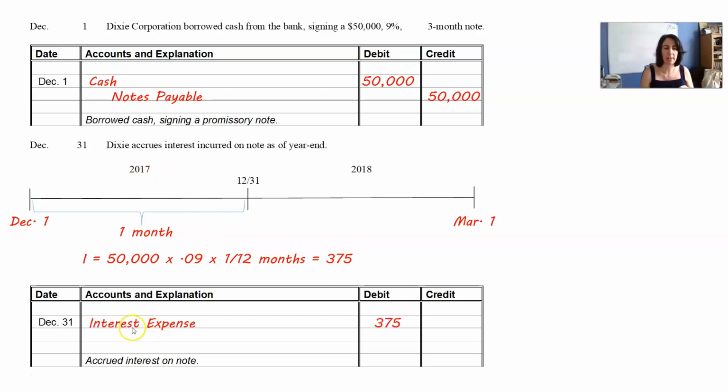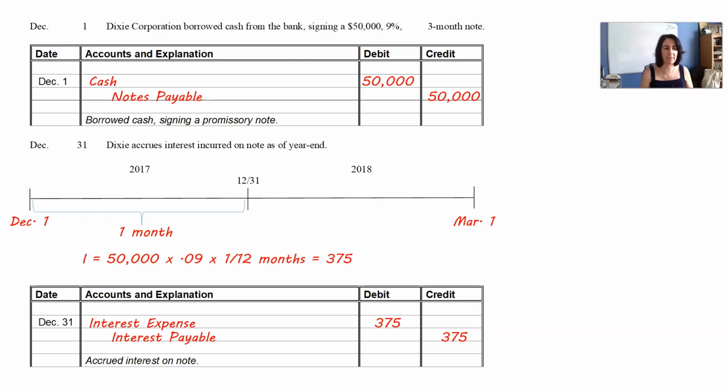So we're going to record that debit to interest expense, but we're not paying it yet. We're not going to pay it until the $50,000 is due, right? We're not going to randomly send them a $375 check. So instead, what we're going to set up for ourselves is interest payable. That is money that we owe. We owe $375 related to 2017. This is our year-end adjusting entry.